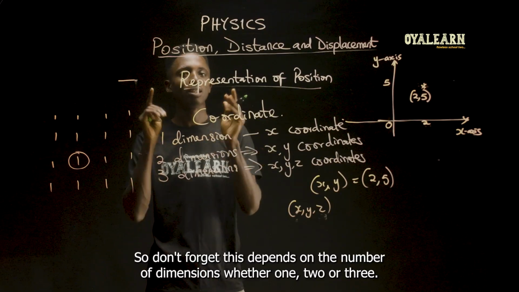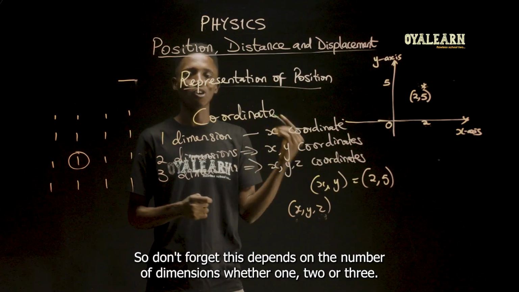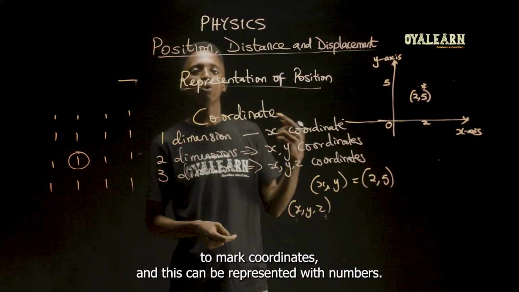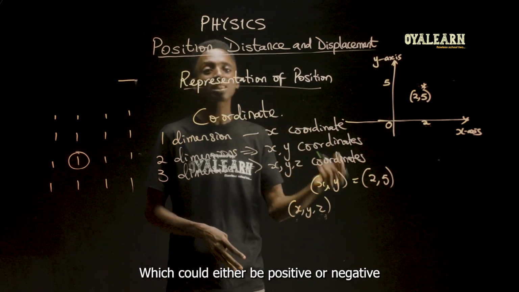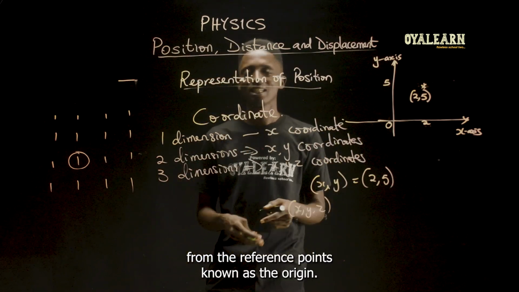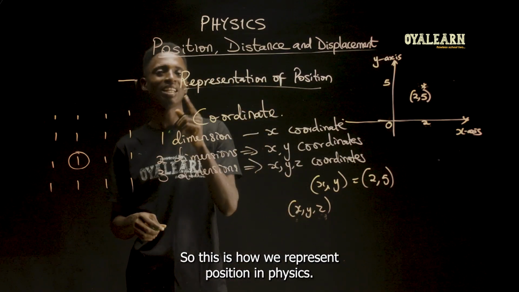So don't forget, depending on the number of dimensions, whether 1, 2, or 3, we use letters such as x, y, and z to mark coordinates. And this can be represented with numbers, which could be either positive or negative from the reference point known as the origin. So this is how we represent position in physics.